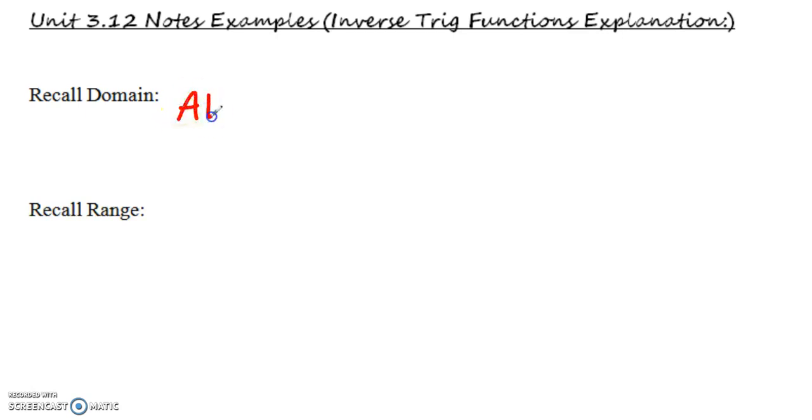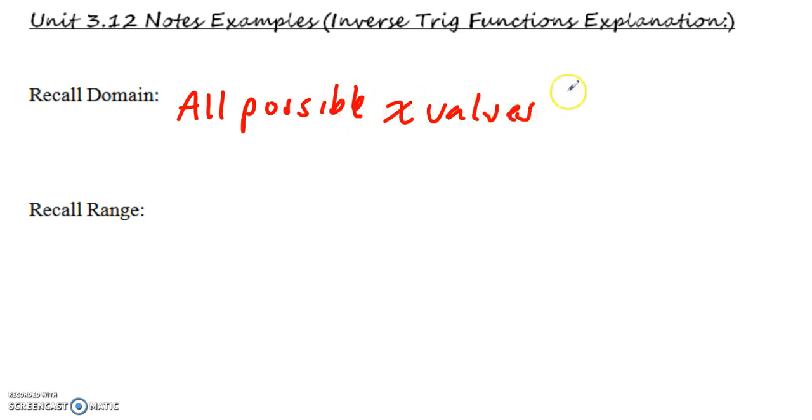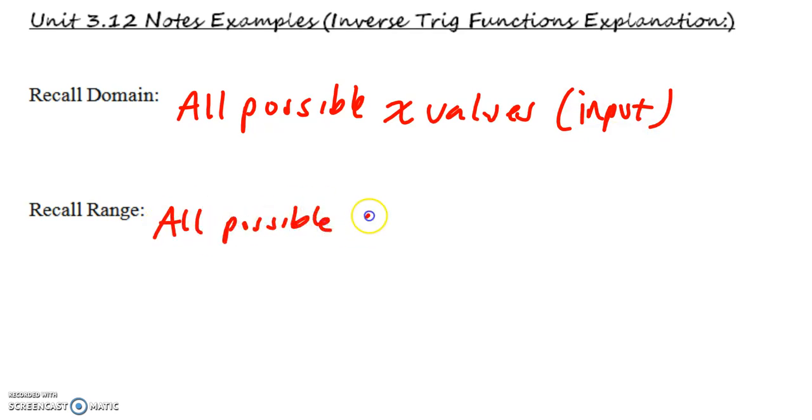Well, domain is all possible x values or input values, and range is all possible y values or output values.